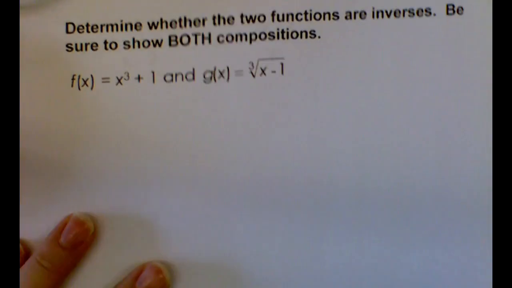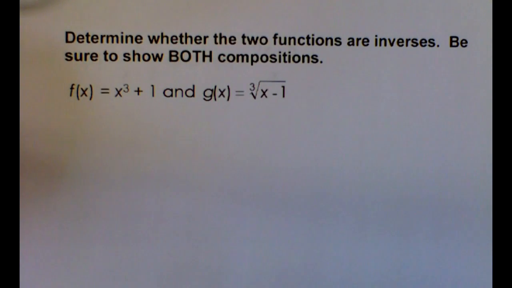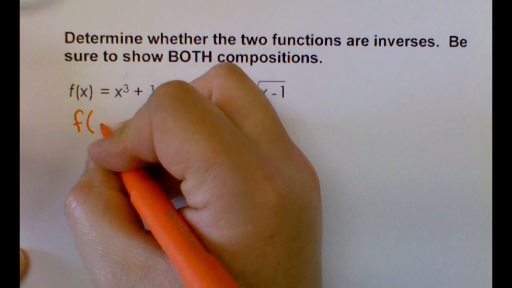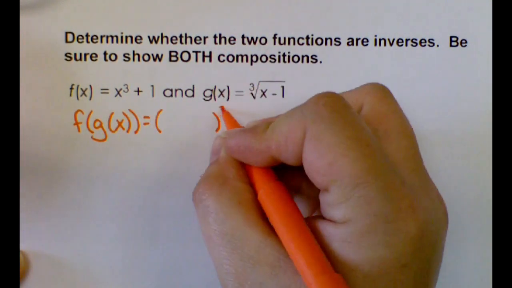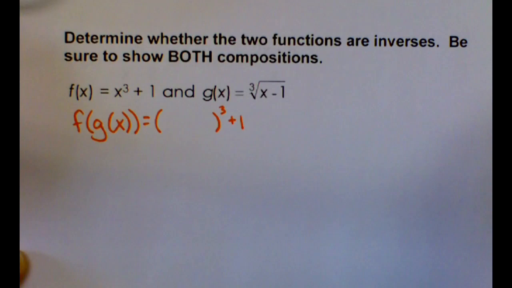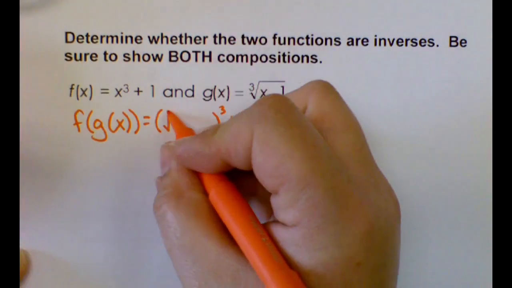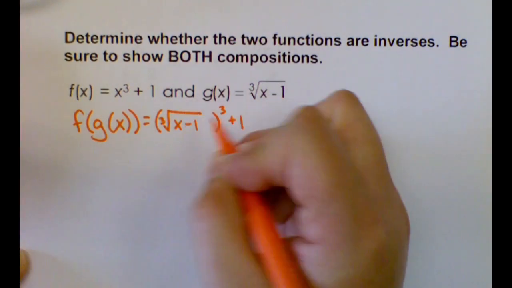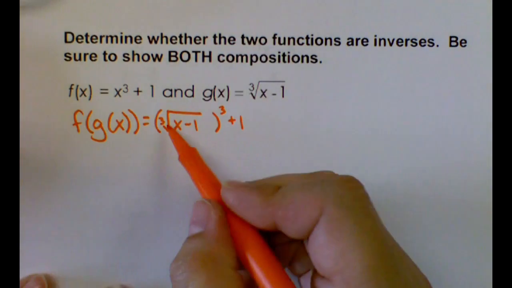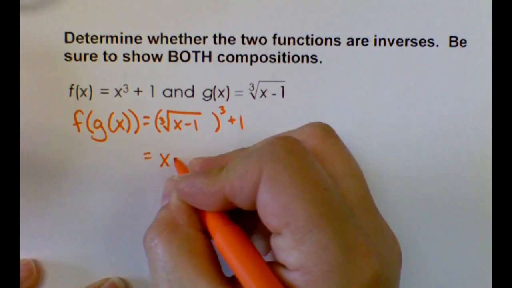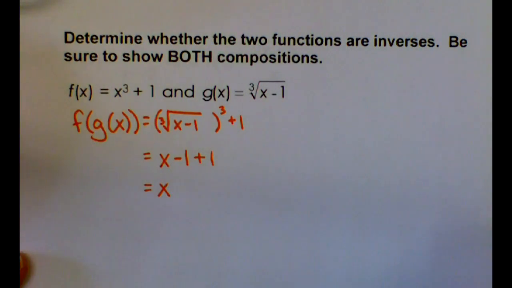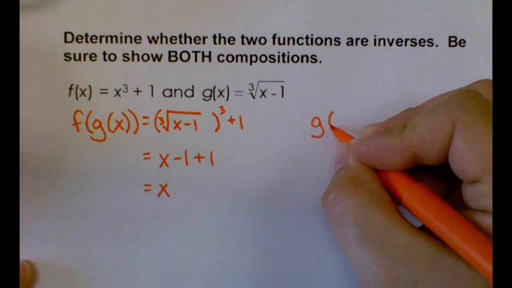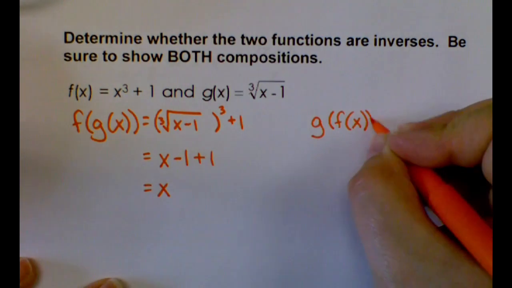So let's see if these are inverses. We need to make sure we check both of them just to be safe. So let's start with f of g of x. That means I take f of x, which is x cubed plus 1. I leave out my x and I replace it with the cube root of x minus 1. And now I simplify. A cube root cubed undoes it, which means it's just x minus 1 plus 1, which is x.